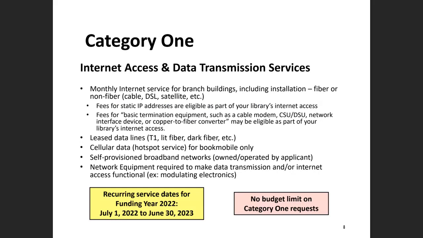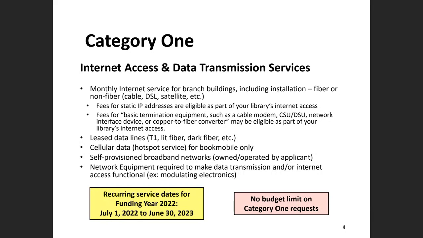So for category one, the time period we're concerned about is July 1st of 2022 to June 30th of 2023. Those are the service dates for recurring services. Basically, when you're charged monthly or bi-monthly for something like internet access or bookmobile hotspot service. So under category one, really just about any way you can get on the internet qualifies for E-rate, as long as you're choosing the most cost-effective option to get your library the connectivity that it needs.